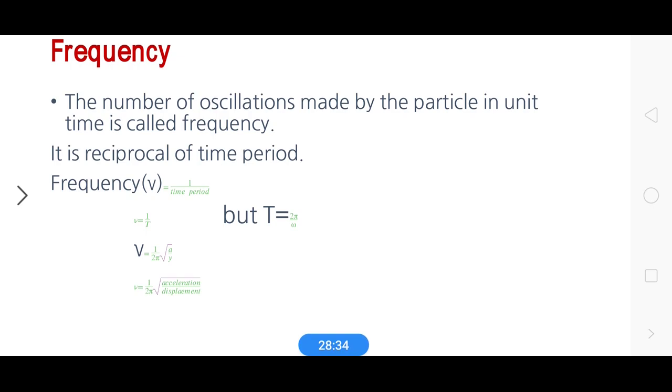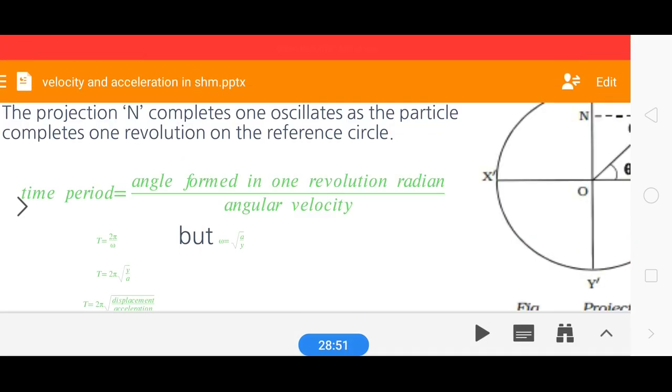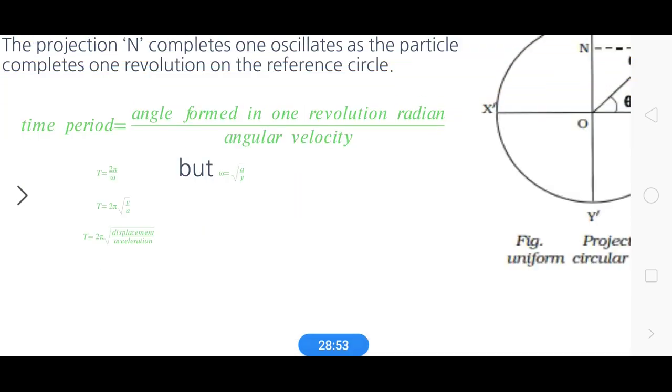So in this session we discussed the four physical quantities: the velocity, acceleration, frequency, and the time period of the particle executing SHM. So let us revise these topics.